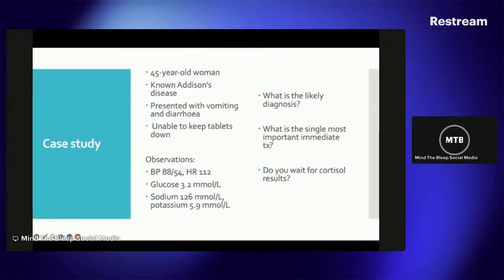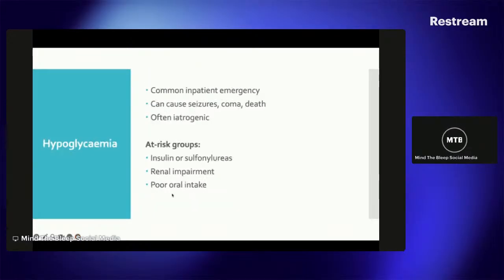Okay, let's get started. So, the likely diagnosis is an adrenal crisis, and the reason why is the patient is known to have Addison's disease and she presented with vomiting and diarrhea. And the single most important treatment is, of course, the IV hydrocortisone. And would we wait for the cortisol results? No. We would give it first and then see and try to figure out the underlying cause.